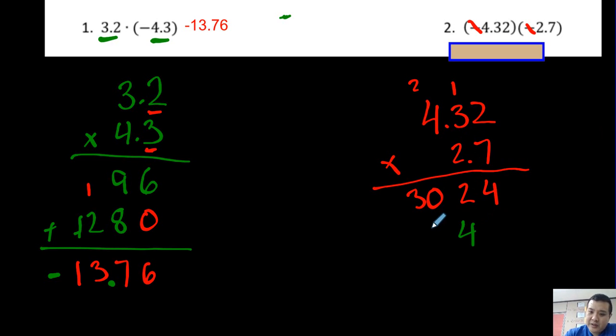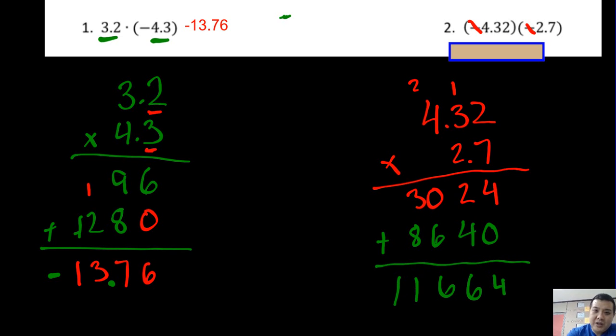3 times 2 is 6. 2 times 4 is 8. And again, we're adding these partial products. Remember, there's a 0 right here. So 4 plus 0 is 4. 2 plus 4 is 6. 0 plus 6 is 6. 3 plus 8 is 11.